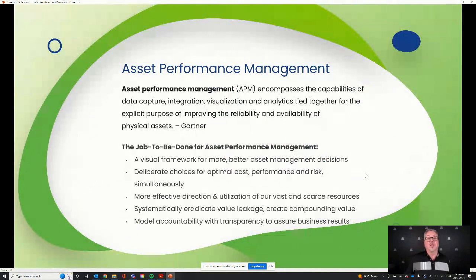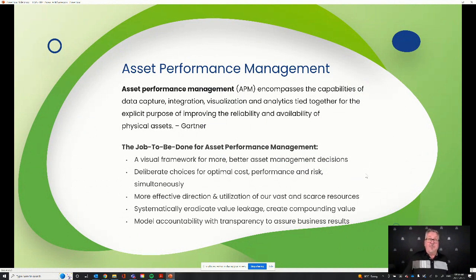So I want to talk about asset performance management quickly. One definition by Gartner here is performance management encompasses the capabilities of data capture, integration, visualization, and analytics tied together for the explicit purpose of improving the reliability and availability of physical assets.